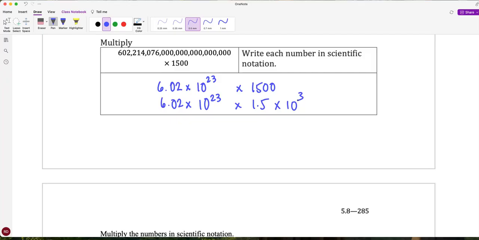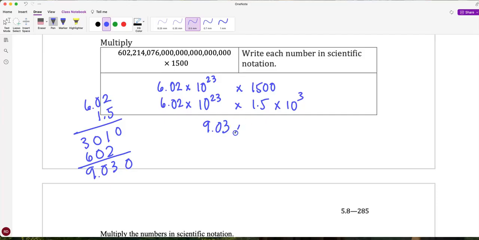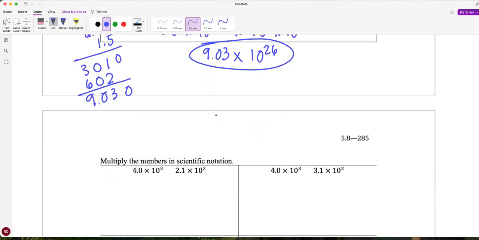So now, in order to do this multiplication, 1.5 times 6.02, so that's a 0. So this is 9030 and 3 decimals, 9.03. This is 9.03. And I multiplied by 10 23 times and 3 times. So that's 10 to the 26th power. Okay. So I multiplied two very large numbers, but it's easy when I've got the scientific notation.